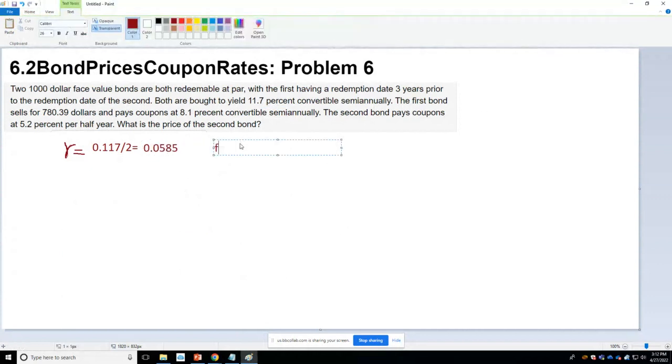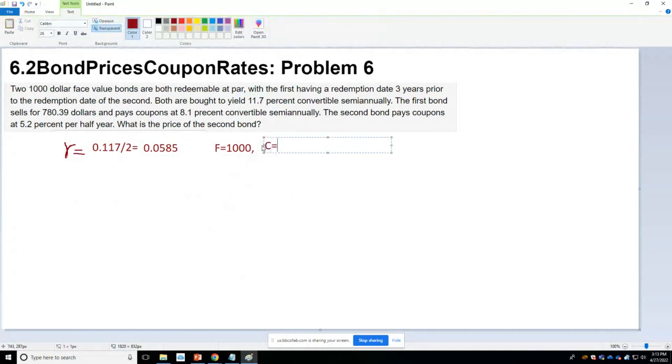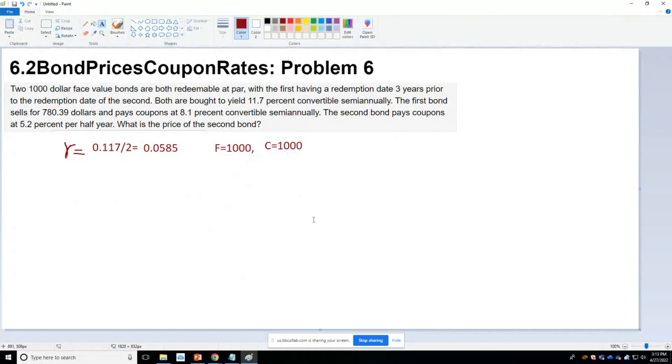The face value is 1,000, and the redemption price is also 1,000 because it's redeemable for 1,000. Anything else? The first bond sells for 780.39, pays 8.1% convertible semi-annually. Yield rate, coupon rate. All right, sorry about that misunderstanding. It looks like this 11.7% was the yield rate, so let's call that i.